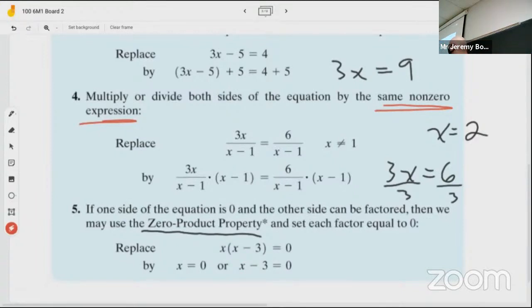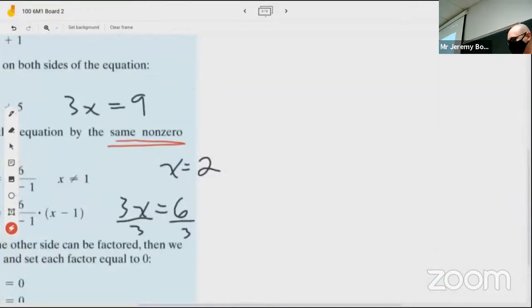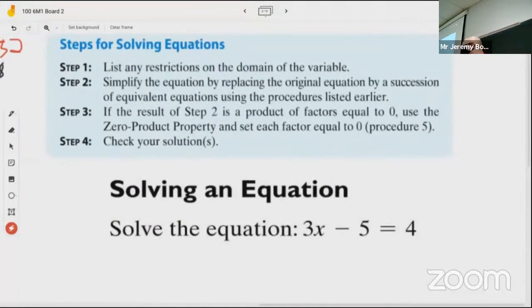And you hear me say the zero product property a ton of times, especially when we get to 1.2. Any questions on that? I think that's it for those. Yep. So here's my steps to solve the equation. And I'll maybe elaborate on some of these. I think these are straight from the book. Step 1: list any restrictions on the domain of the variable.